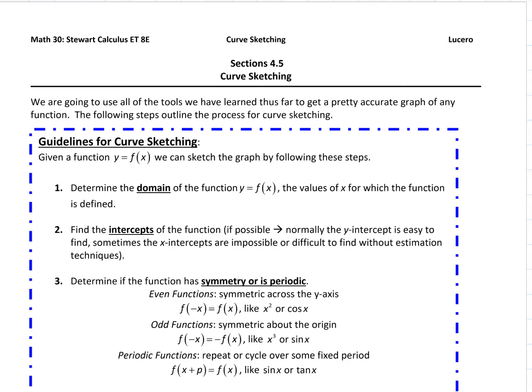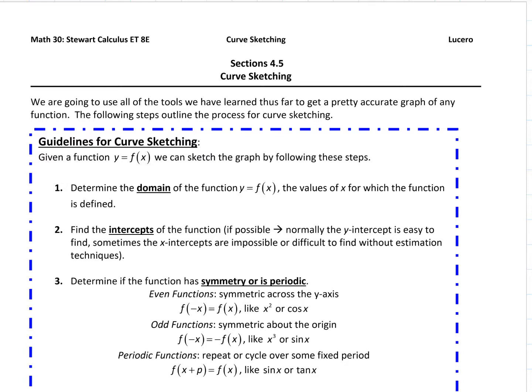So just some basic guidelines for curve sketching. I'm going to outline the guidelines here, and then we're going to go through some examples and really spend the videos for this section just practicing all of these techniques and getting experience graphing functions utilizing all these tools. So, guidelines for curve sketching.